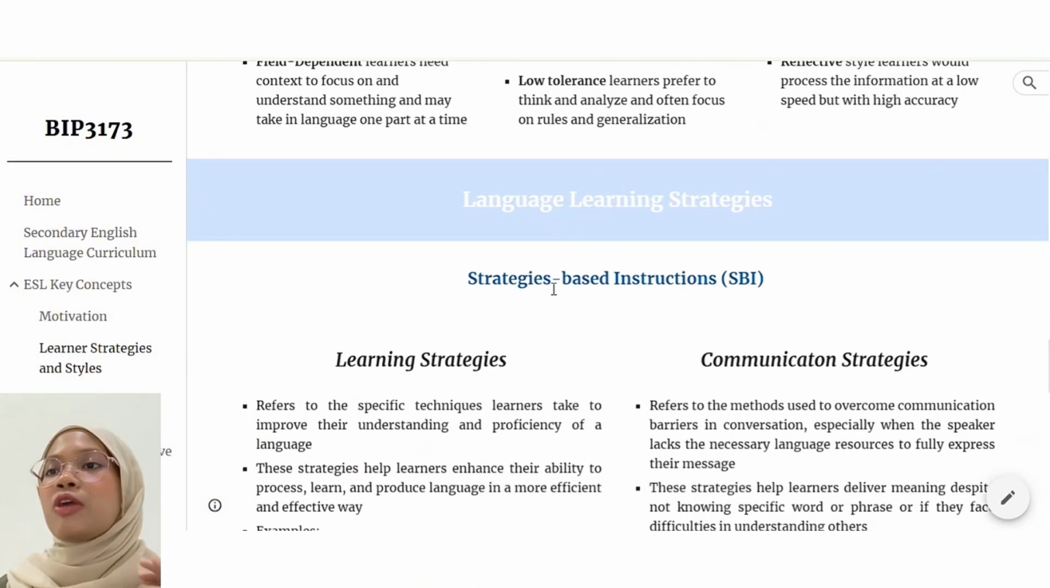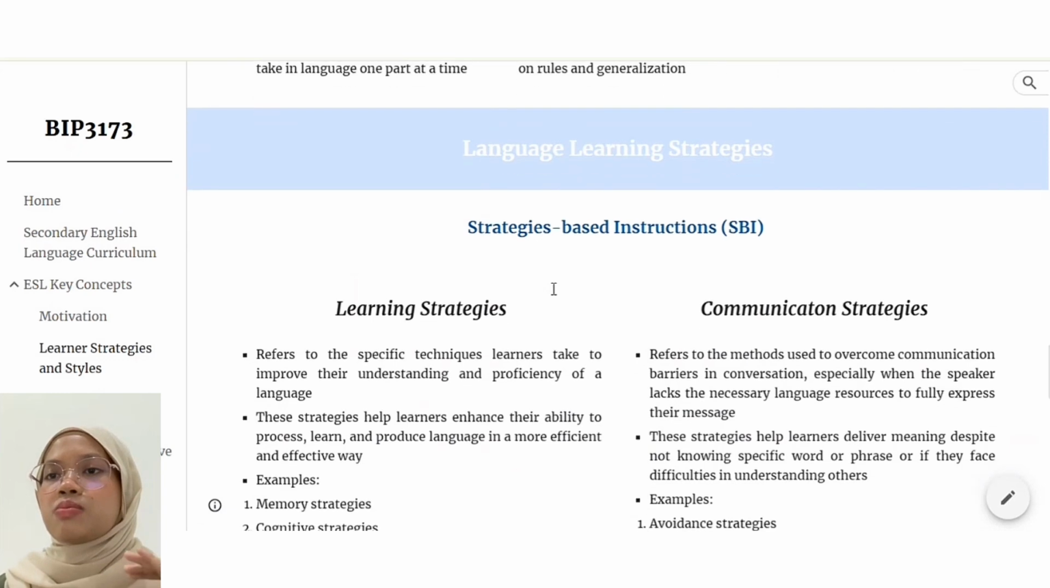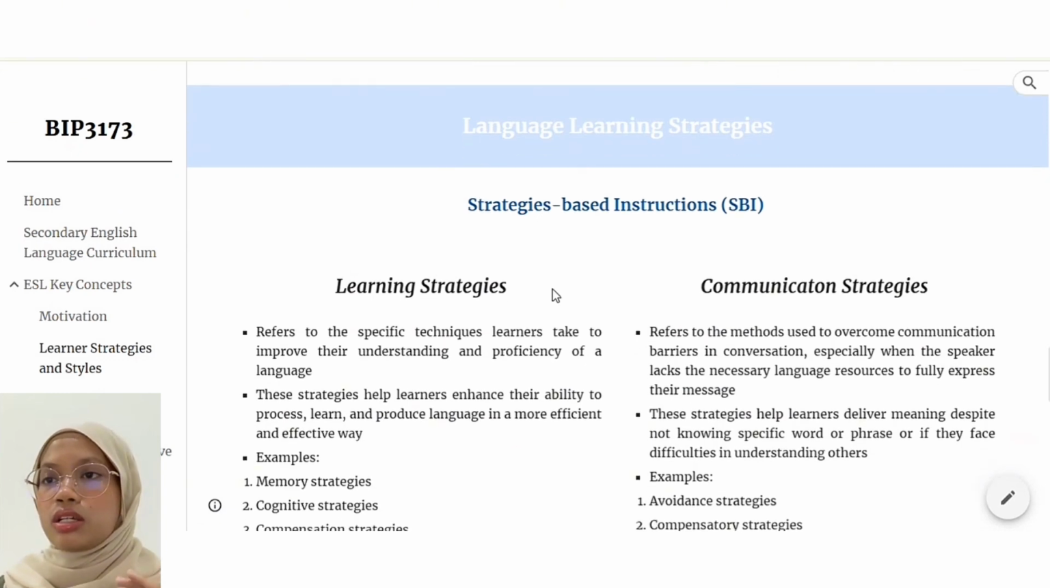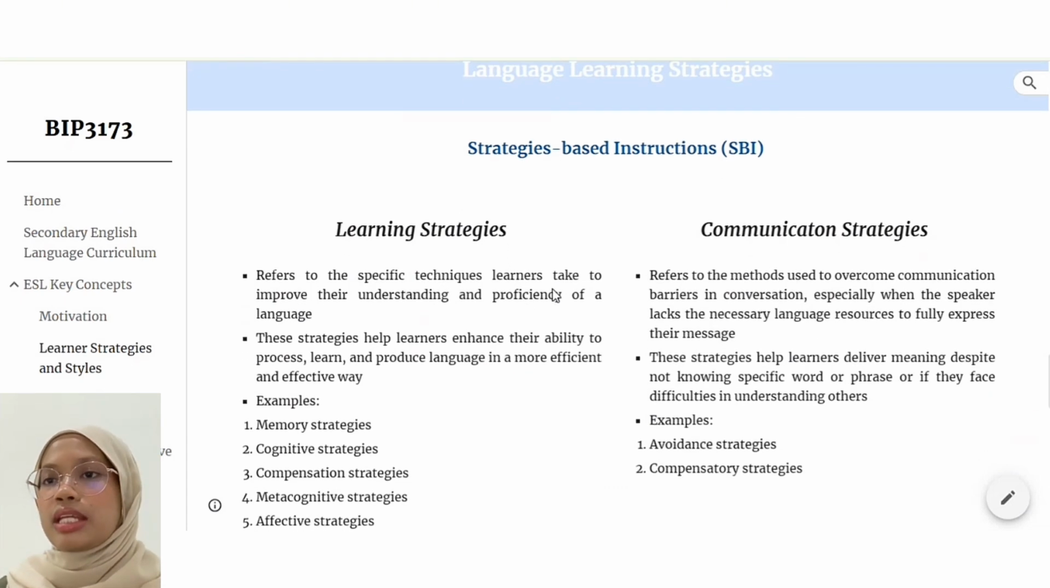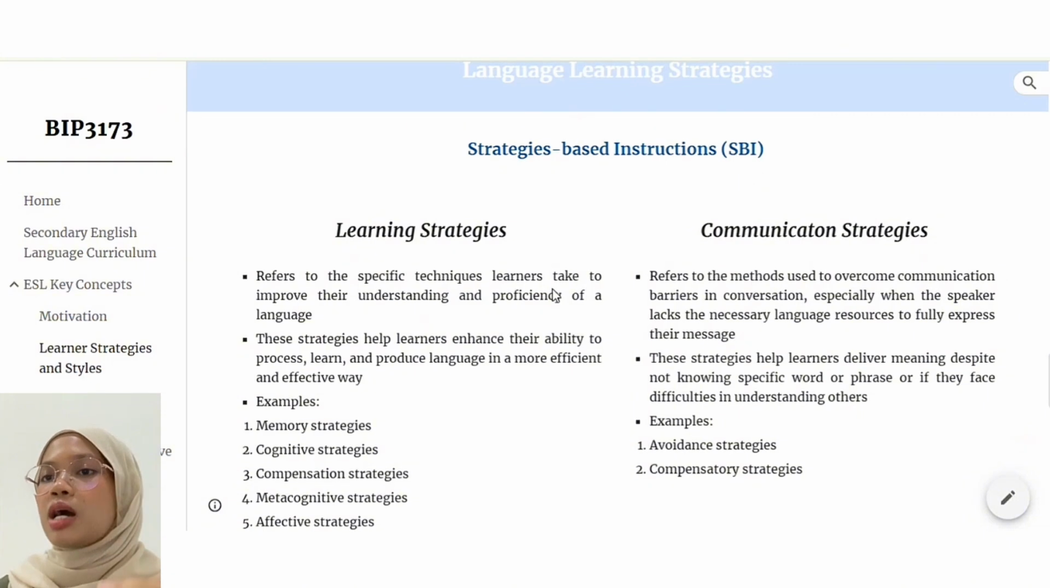Next, we'll be talking about the language learning strategies, which is specifically on strategies-based instructions. And this is divided into two, which is learning strategies and communication strategies. Learning strategies refers to the specific techniques learners take to improve their understanding and proficiency of a language. And these strategies help learners enhance their ability to process, learn, and produce a language in a more efficient and effective way.